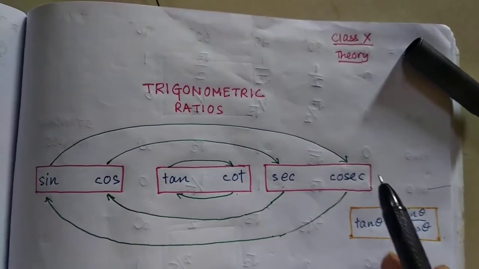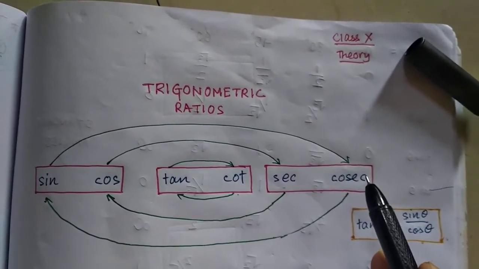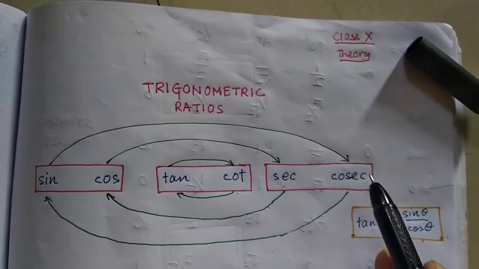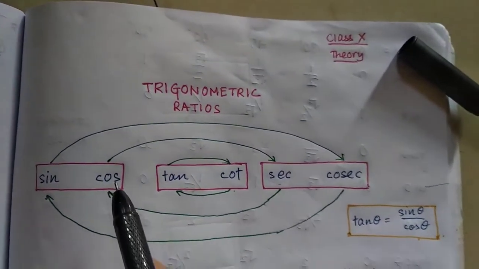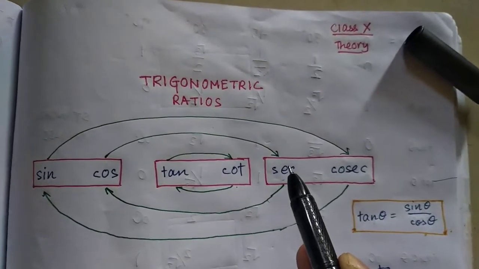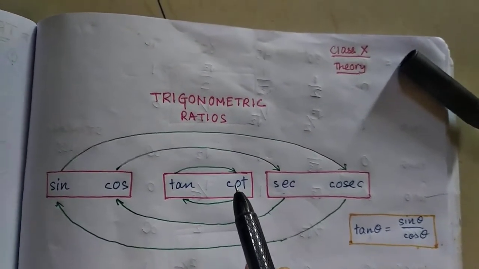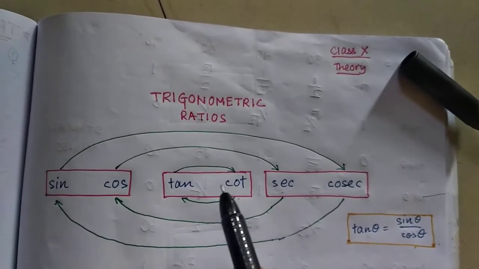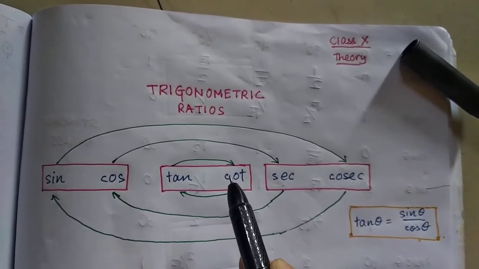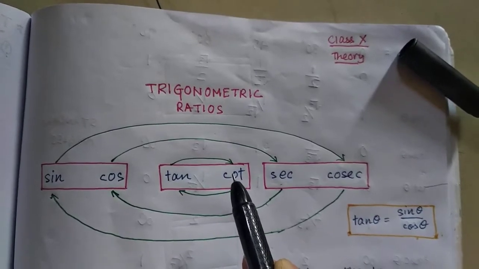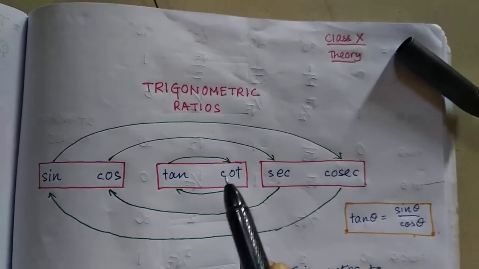Sine and cosec are related, and how they are related? They are like brothers and sisters. Cos and sec are also like brothers and sisters. Tan and cot are like brothers and sisters. So tan and cot are not only best friends but also siblings, as you can see.